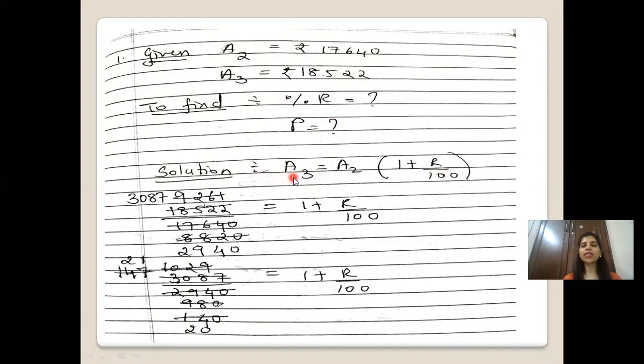Now you divide A3 and A2. So 18,522 divided by 17,640 is equal to 1 plus R upon 100. Now you have to simplify it. So here first I have divided with 2. So 2 9s are 18, 2 2s are 4, 2 6s are 12, 2 1s are 2. The denominator, 2 8s are 16, 1 carry over, 2 8s are 16, 2 2s are 4, 0.